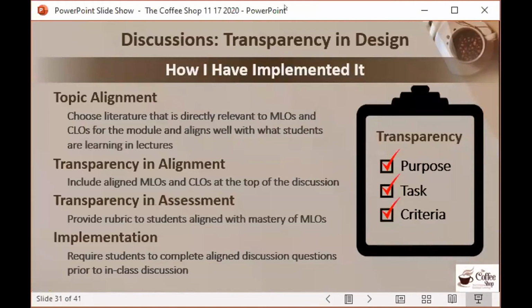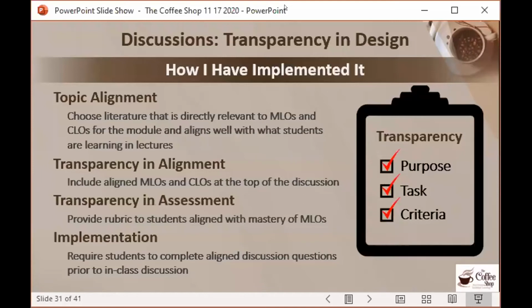So first, I did topic alignment. I chose scientific literature that was directly relevant to the LLOs, MLOs, and CLOs for that module. We have an entire chapter in biochemistry about hemoglobin and cooperativity. So I chose several seminal papers that explained and went through the experiments about how that cooperativity was actually discovered. So students were getting the background in lecture, and then we were diving deeper in these discussions.